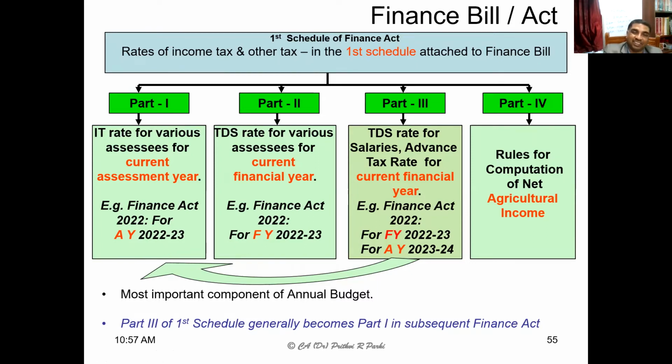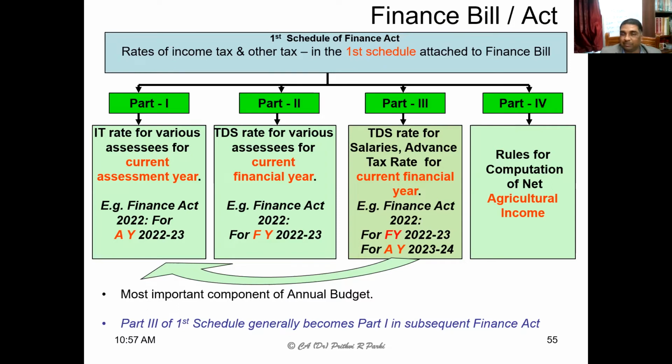And for the next assessment year, the 23-24 rates are mentioned in Part 3. So after February, we will also be able to know the income tax rate for assessment year 23-24. But that will be contained in Part 3, not Part 1. That means that will be contained as the advance tax rate or TDS rate for salaries. But once that is the advance tax rate, next year that will become the current year's tax rate.